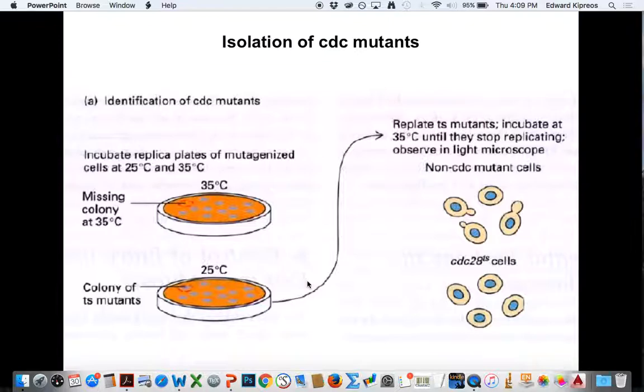Well, let's say it wasn't conditional. I mean, let's say you're hitting these genes, right? So you're hitting a ton of genes, and you hit a gene that's required to go from G1 to S phase. What's going to happen to that one cell? It can't go from G1 to S phase.